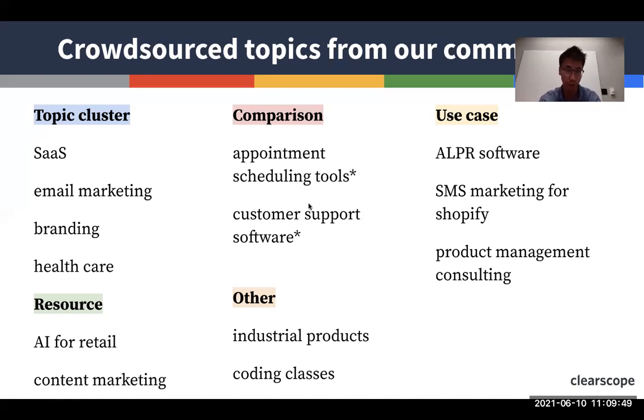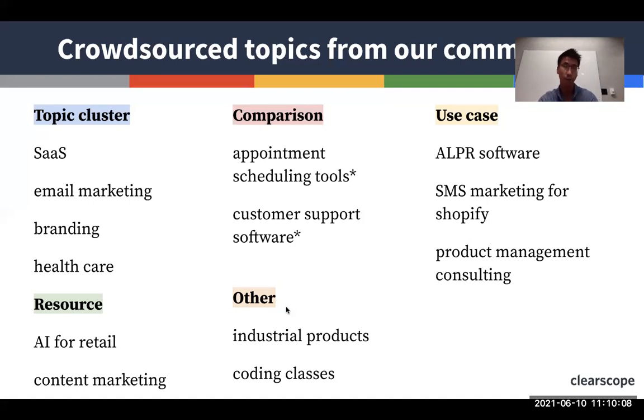Appointment scheduling tools, customer software, and then use case pages like this ALPR, which stands for automated license plate recognition software. That's to say, when somebody's looking for it, they want to know that you do offer it and your key differentiators compared to other people.